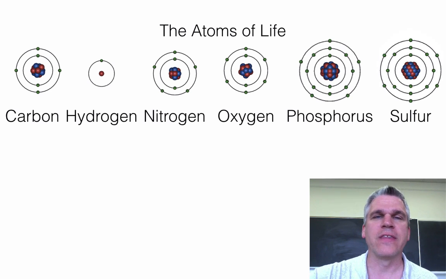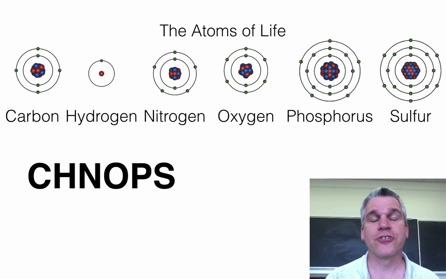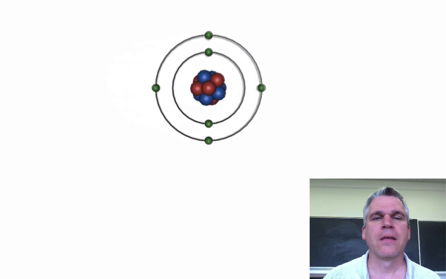So we're just going to focus on these 6. You want to remember them. A good way to remember them is by remembering the phrase CHNOPS. Carbon, hydrogen, nitrogen, oxygen, phosphorus, sulfur. It doesn't mean anything. It's just a fun word to say.